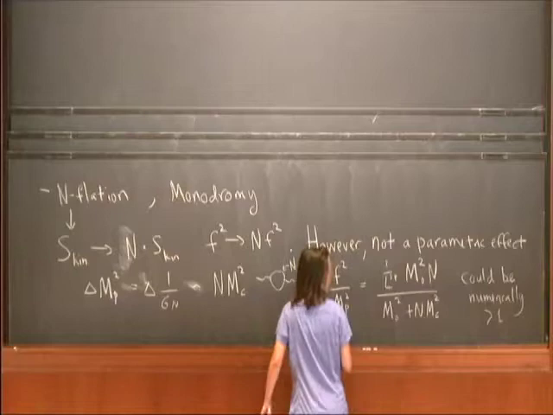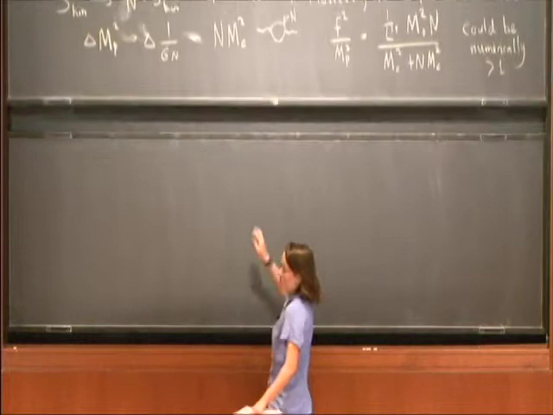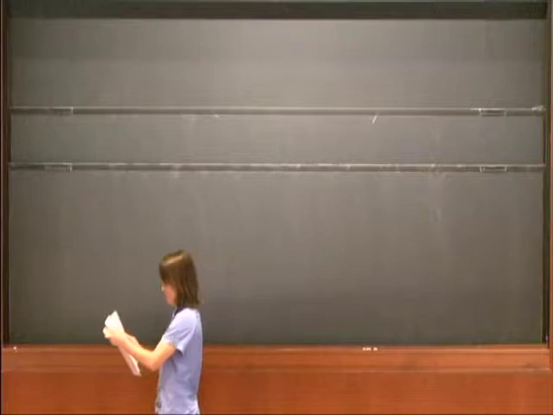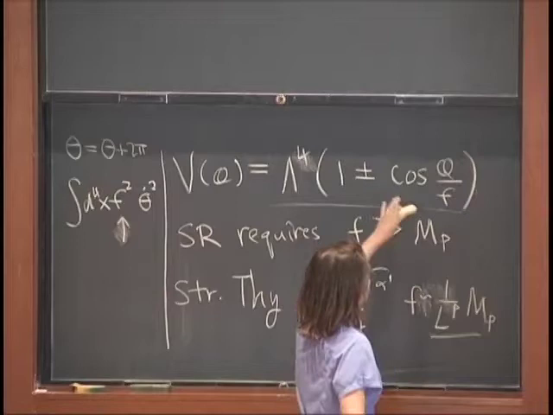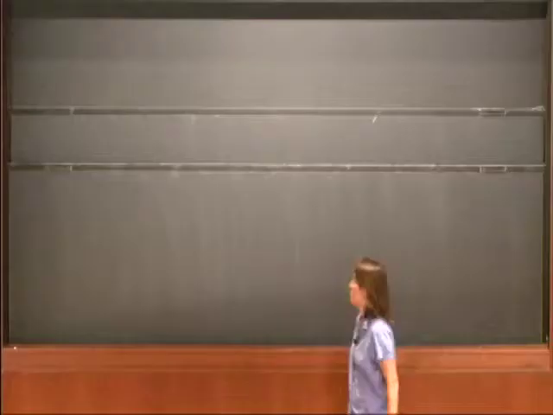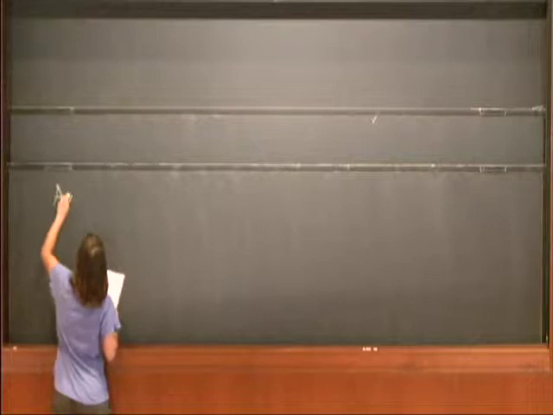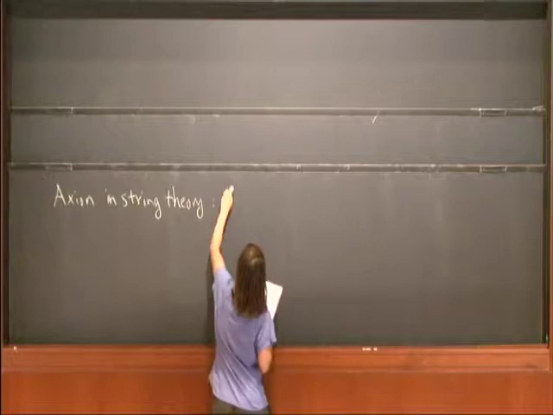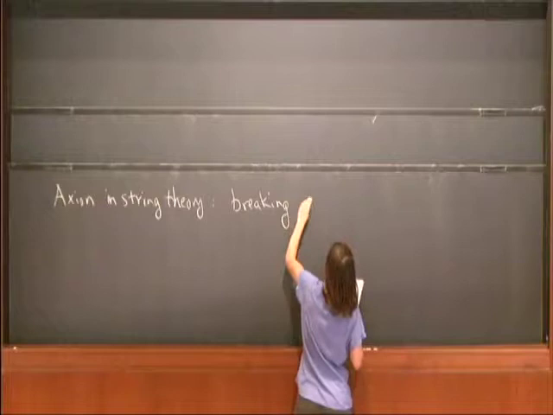But now let me just come back to this fact that I've already mentioned, which is that even individual axions in string theory do not behave just like this with this cosine potential. The shift symmetry is generically broken more strongly than that. So let's just go back to a single axion in string theory, and let's discuss how the shift symmetry is broken.